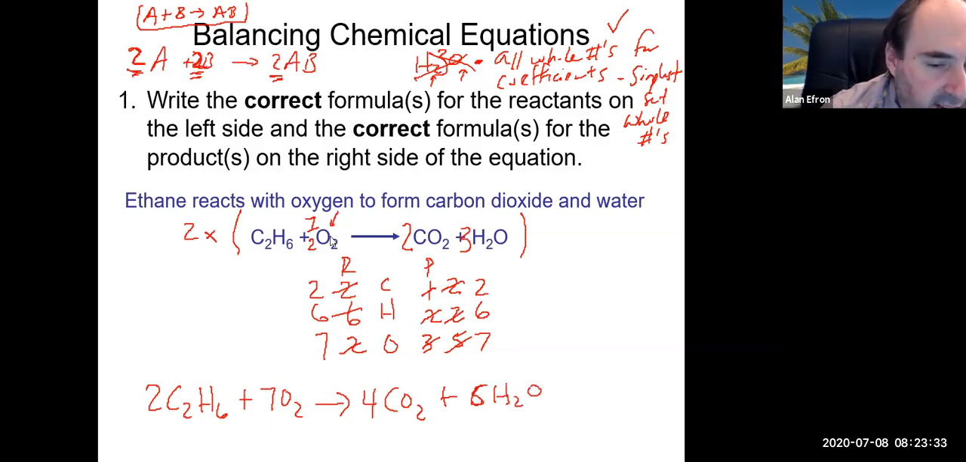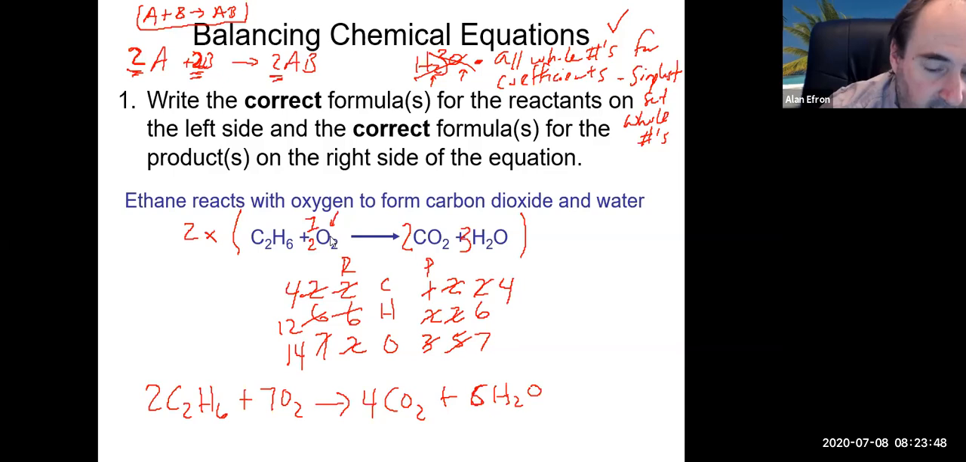And if we didn't mess anything up, we should still be balanced. So if we look at the carbon, we got 4. Hydrogen, 2 times 6 is 12. Oxygen is 14. Right-hand side, we have 4 carbons.